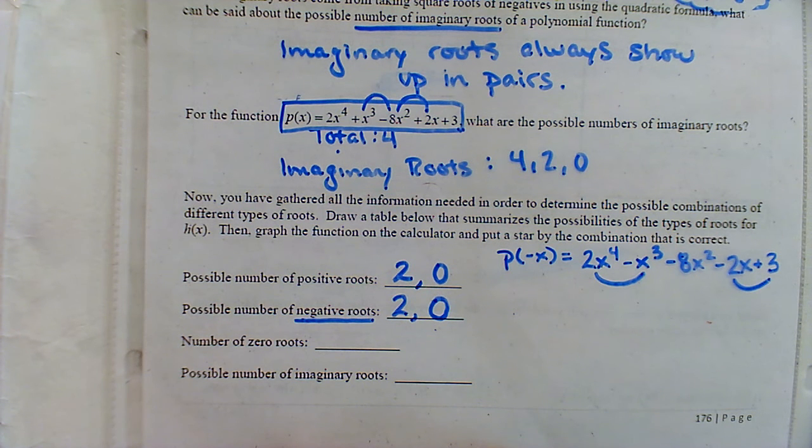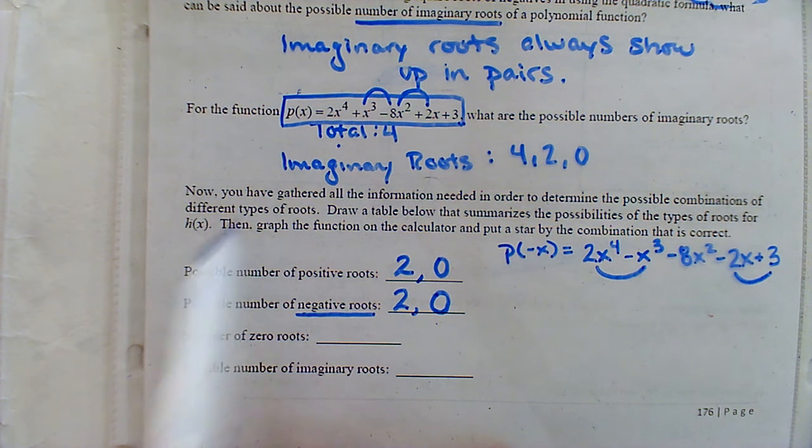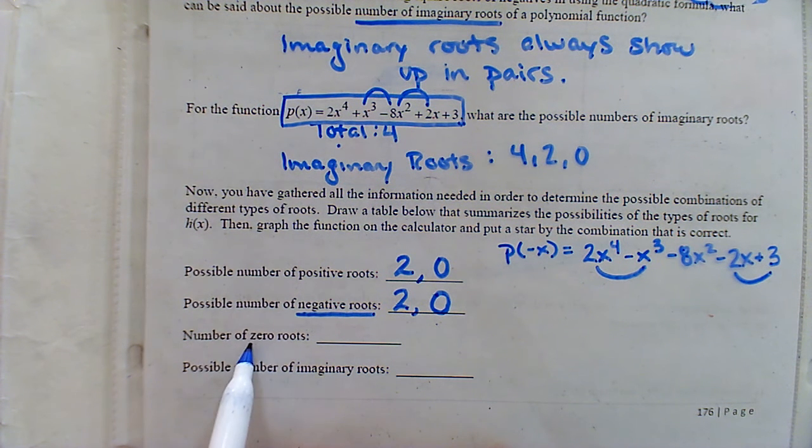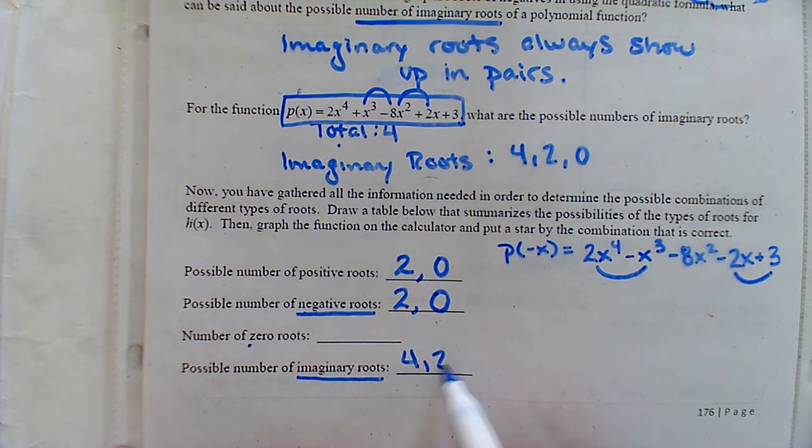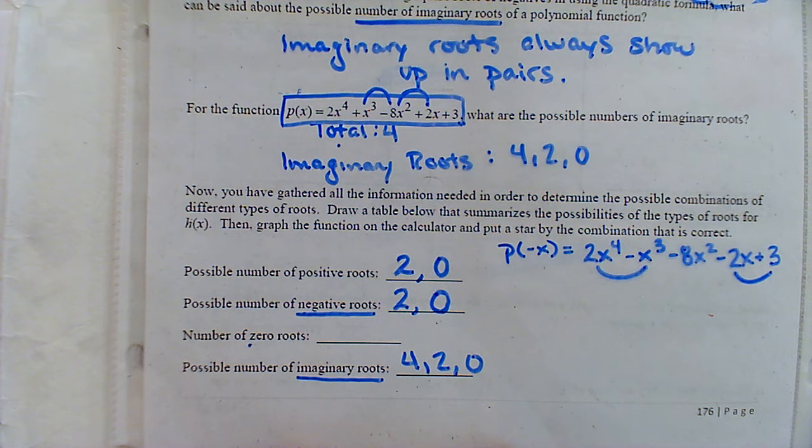Okay, there's another combination. We said before that the possible number of imaginary roots were 4, 2, and 0. Because the degree is 4, that's an even number, that's a possibility. 2 is also a possibility because that's an even number, and then 0 is another possibility. Maybe you don't have any.